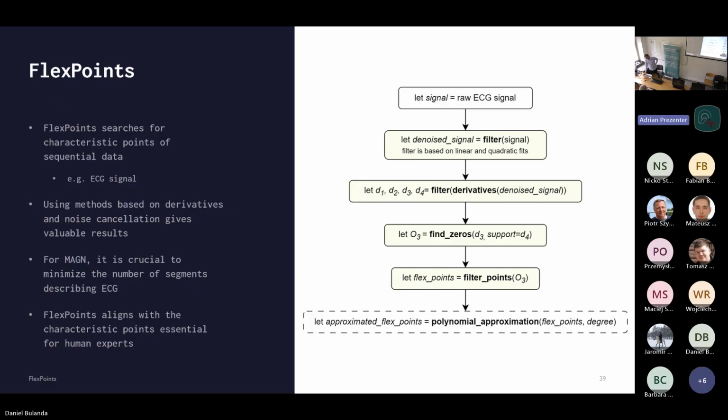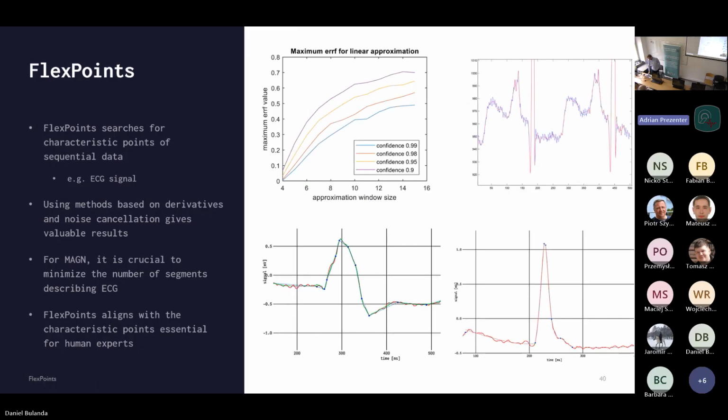And then we use a bit sophisticated algorithm to filter those points, because not all of them are so impressive. And the last part may be to use polynomial approximation, but we didn't use it in the experiments, just because it didn't work well.